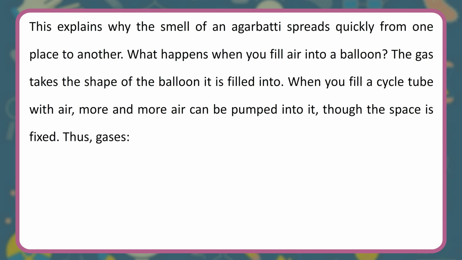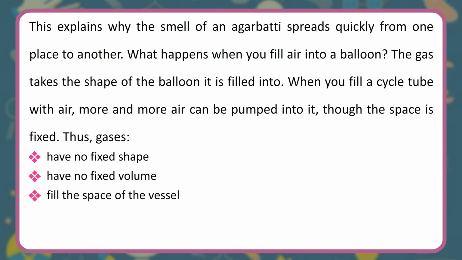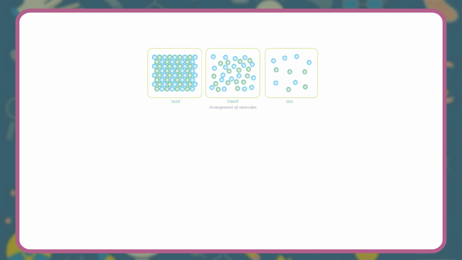What happens when you fill air into a balloon? The gas takes the shape of the balloon it is filled into. When you fill a cycle tube with air, more and more air can be pumped into it, though the space is fixed. Thus, gases have no fixed shape, have no fixed volume, fill the space of the vessel, move freely, and flow more easily than liquids.